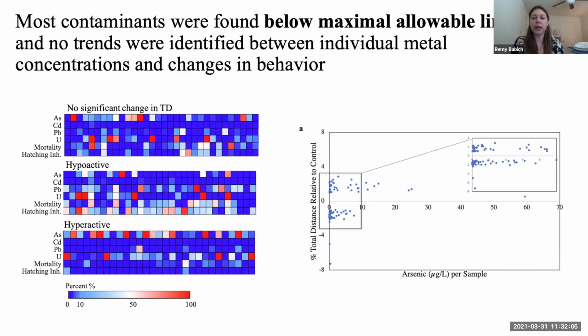Now, the scatter plot to the right plots concentration of arsenic in a sample on the x-axis and the percent of total distance traveled relative to controls on the y-axis. Negative values on the y-axis below -1 would indicate a decrease in behavior, and positive values above 1 would indicate an increase in behavior. As you can see here, there are no apparent trends in higher concentrations being associated with a specific change in behavior, and this was pretty much seen across metals. This further confirmed for us that likely the changes in behavior are being driven by a mixture of chemicals rather than an individual.